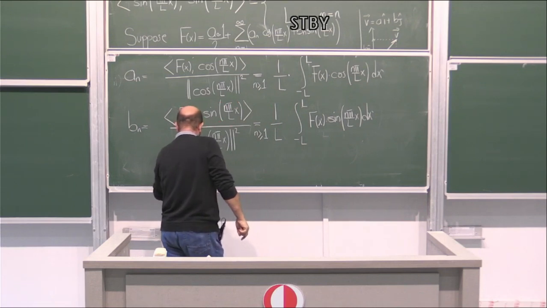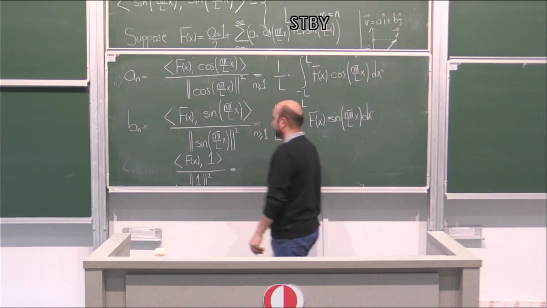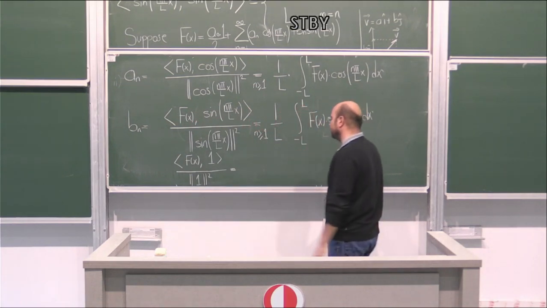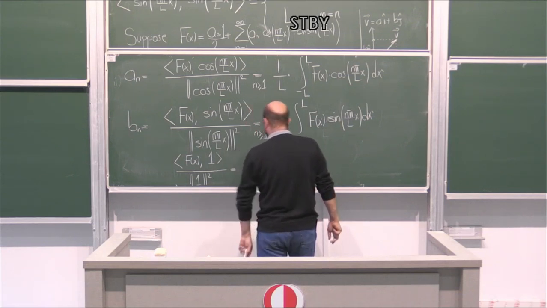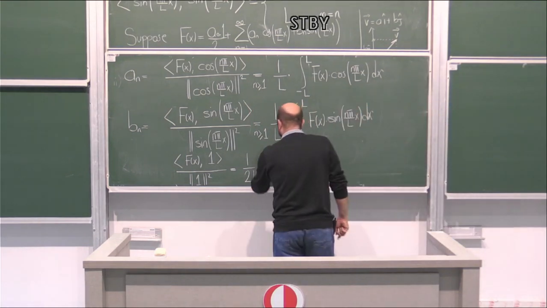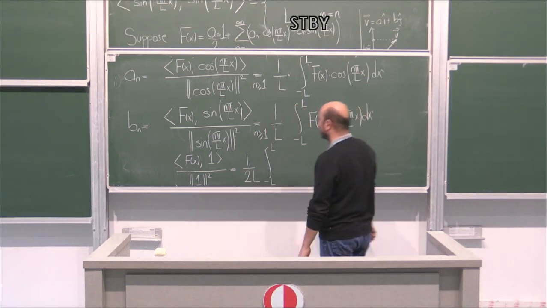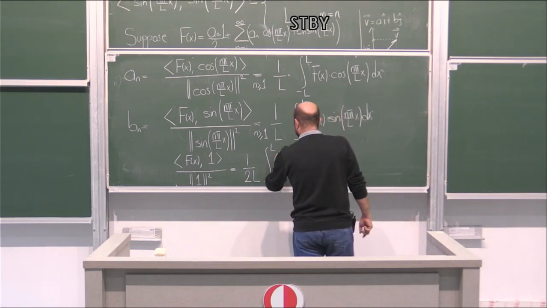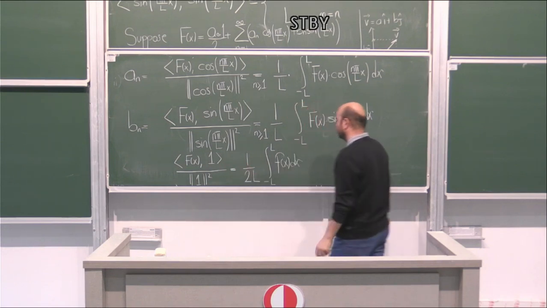So I need to take the norm square of 1. But the norm square of 1 is 1 over 2L, from minus L to L, because it's now 2L, and we have f of x dx, because I'm multiplying with 1.